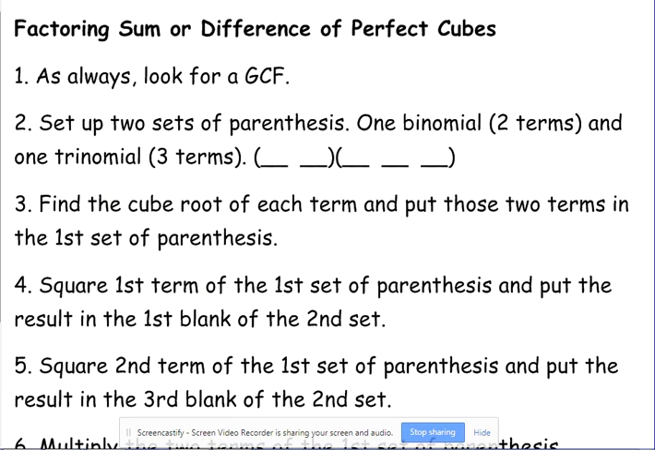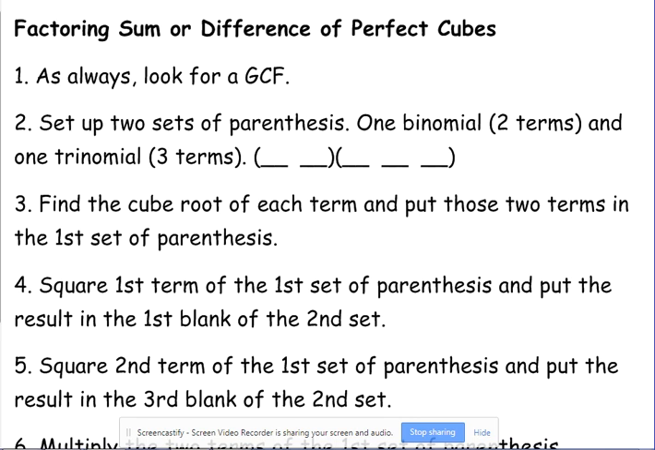So I gave you kind of an outline here of the steps. If we're factoring these, like always, we always start by looking for a GCF. You always want to check and see if there's a GCF first before you jump into the process. If we don't have a GCF, then instead of setting up 2 sets of parentheses with 2 terms each, we've got 2 sets of parentheses, but one is a binomial, 2 terms. The second one is a trinomial. We need space for 3 terms to go in the second set of parentheses.